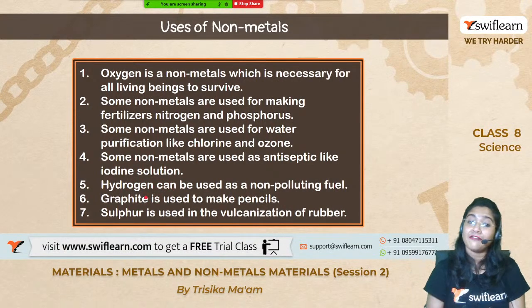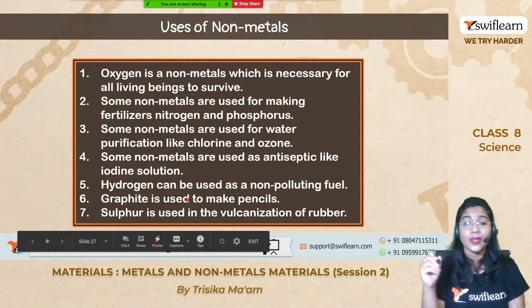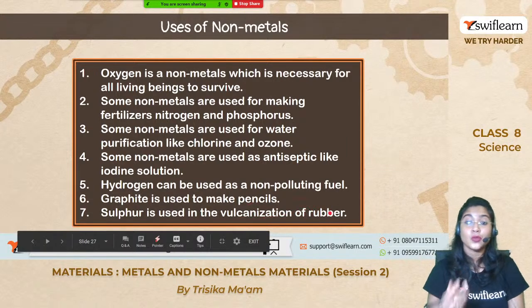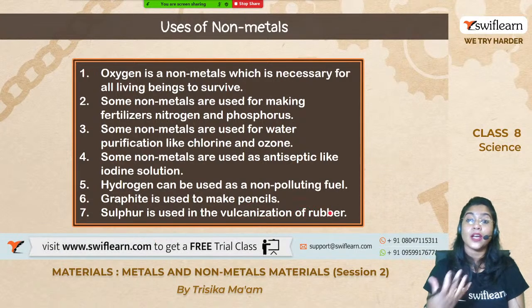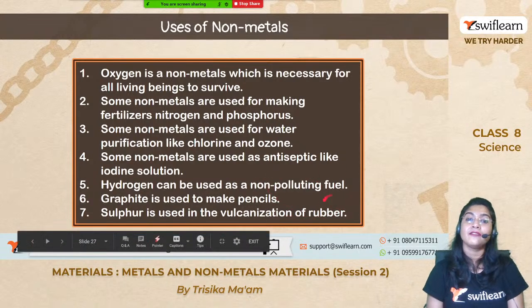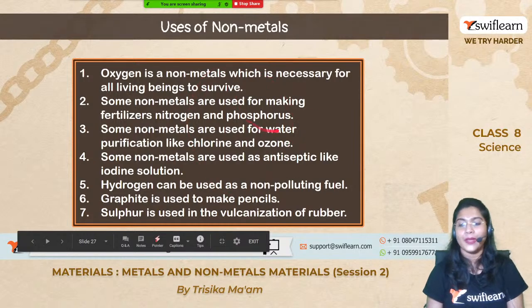Yes, graphite, which we use every day while writing with the help of the pencil. So the nib of the pencil is made up of graphite. Yes, and sulfur, which is also used in the vulcanization of the rubber, so that we will get different improved products of rubber. Okay, so these are the various uses of the non-metals.